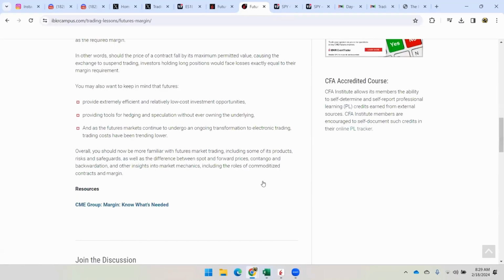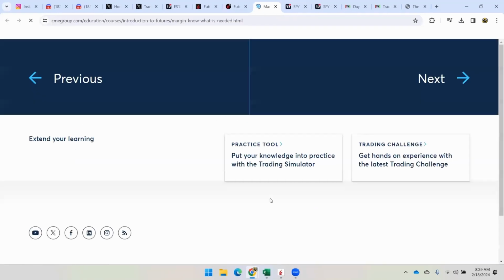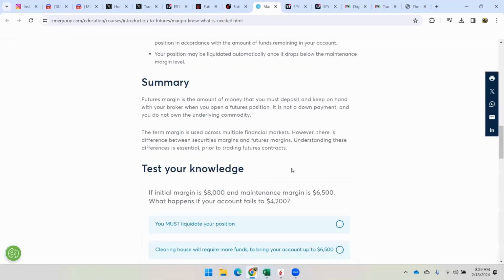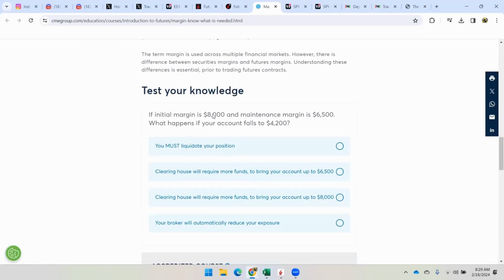And then you can actually go down to the CME group as well. And they talk about margin in a really good way here. Here's an example. If your initial margin is 8,000 and your maintenance is 6,500, what happens if your account falls to 4,200? You must liquidate your position. So please read up on this, guys.